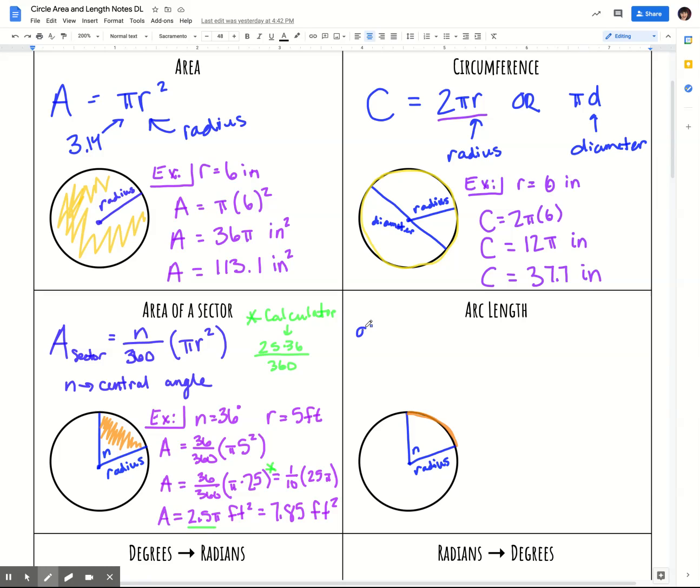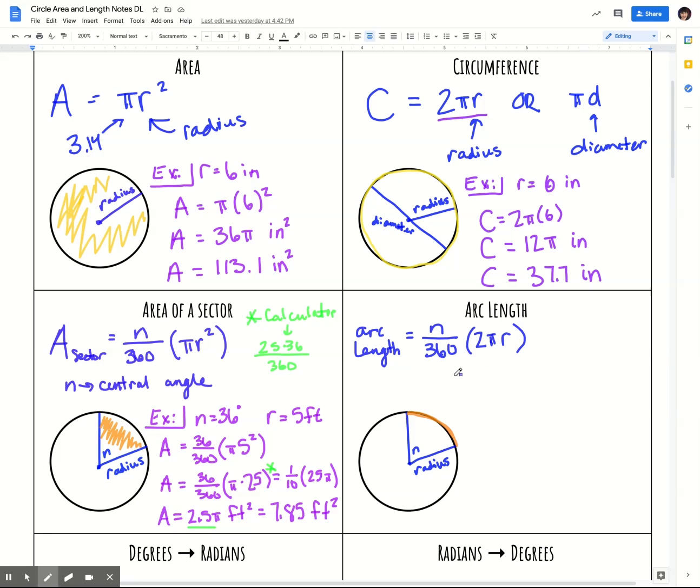So arc length uses the following formula. Very similar to the area of a sector. We're looking at n over 360. So this is like the fraction or the percentage or the proportion of the entire circumference that we're looking for. Okay, and then you multiply it times 2 pi r, which is the whole circumference, okay?